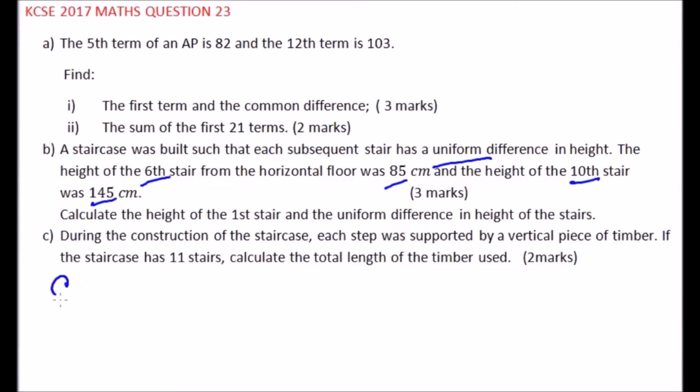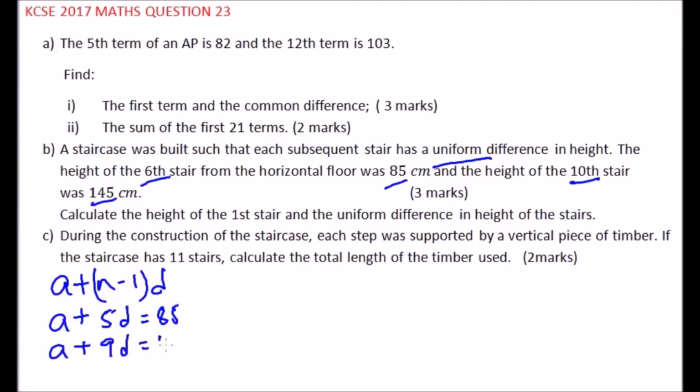So you say A plus n minus 1 into bracket D. For the 6th stair, you say A plus, 6 minus 1 is 5, D is equal to 85. And then we have A, that is the 10th stair, 10 minus 1 is 9, D is equal to 145. These are simultaneous equations, and we can eliminate A.